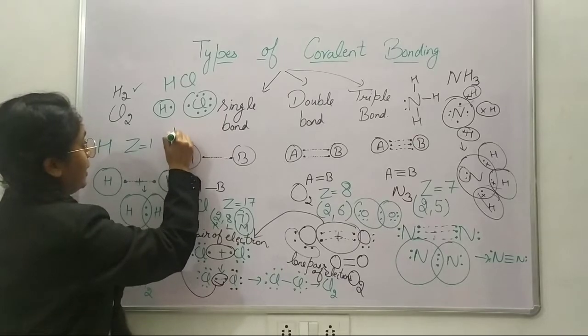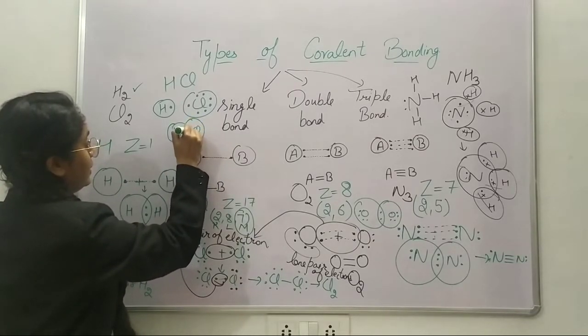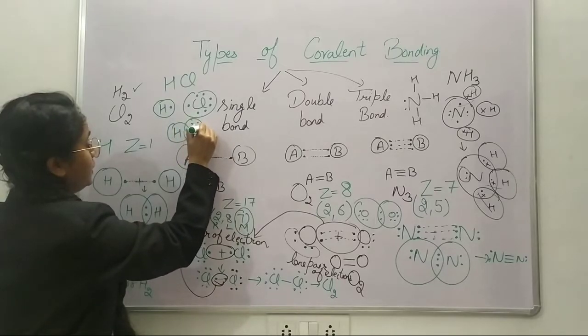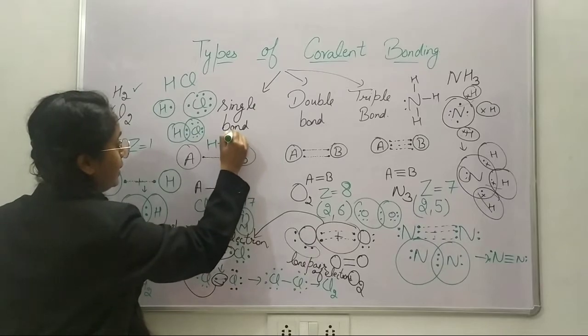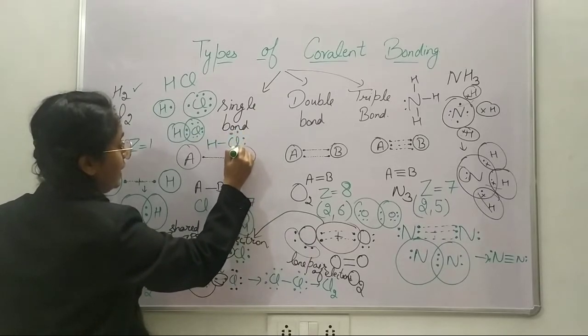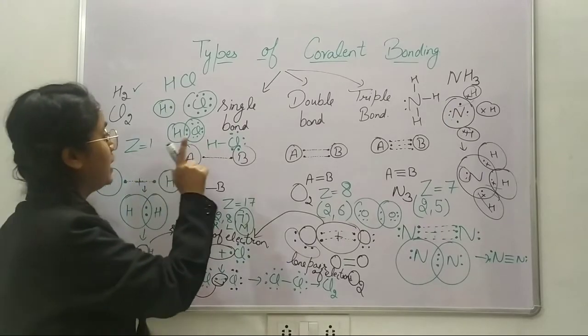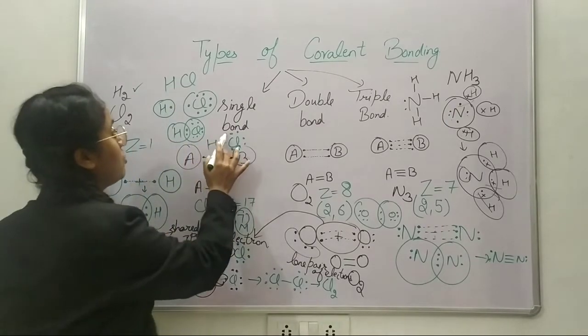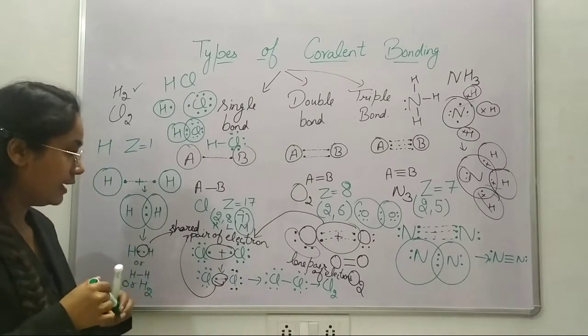Okay, so hydrogen, chlorine, the bond has been formed and it is HCl. So what kind of bond is this? Single covalent bond, because only 1 pair of electrons has been shared and the leftovers are lone pairs of electrons in case of chlorine. Okay.